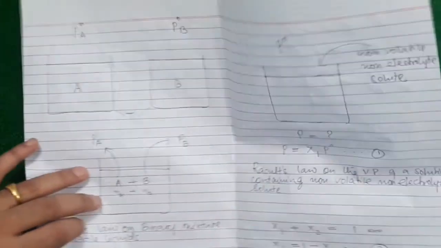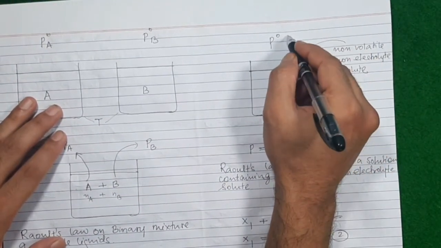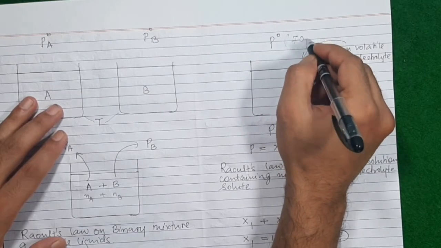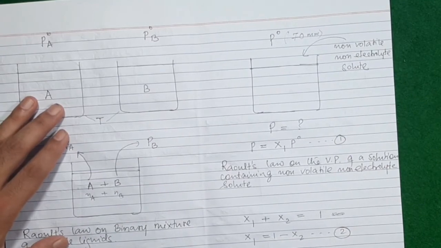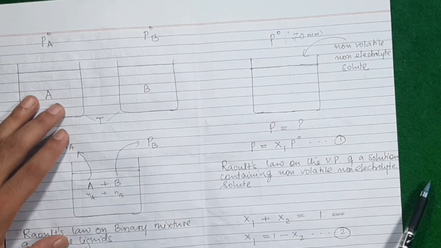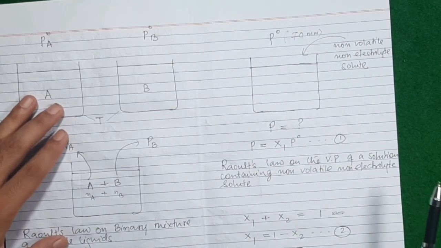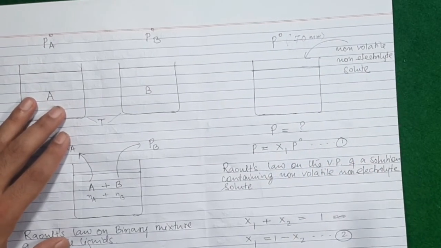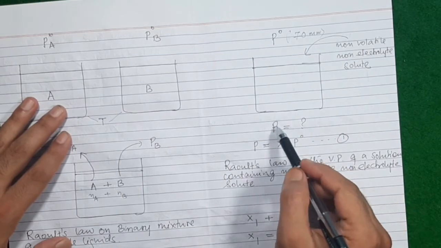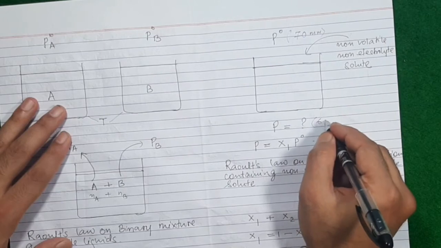Now look at this. P degree is the vapor pressure of this pure liquid. Let's say it was something around 70 mm. Vapor pressure is measured by a barometer, so as a height of mercury column. So let's say the height of mercury column was 70 mm. So the vapor pressure of the pure solvent is 70 mm. Now since you have added impurity, the vapor pressure has gone down. So the vapor pressure of the solution now, which is lowered from 70, let's say it has become 60 mm.